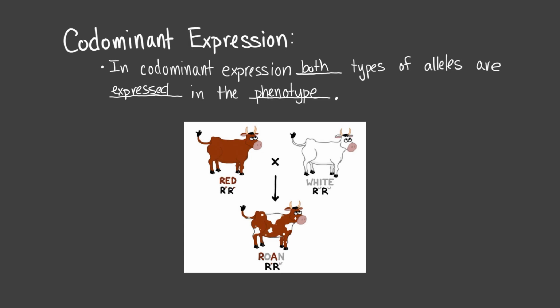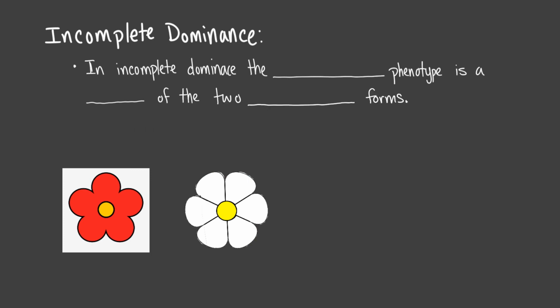You see this a lot with cows. They have that roan coloration, horses as well. In this case, both traits are dominant and both traits are expressed. Both alleles, I should say, the red allele for fur and the white fur allele, are both expressed in the phenotype of the cow.